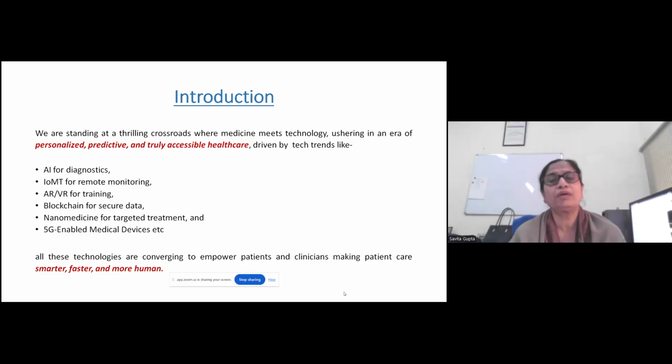I will be talking about tech trends like AI for diagnostics, IoMT, the Internet of Medical Things for remote monitoring, augmented reality and virtual reality for training, blockchain for secure data, nanomedicine for targeted treatment, and 5G-enabled medical devices, because all these technologies work together. None of the technologies alone can change the landscape of healthcare. All these technologies are converging to empower patients and clinicians, making patient care smarter, faster, and more human.